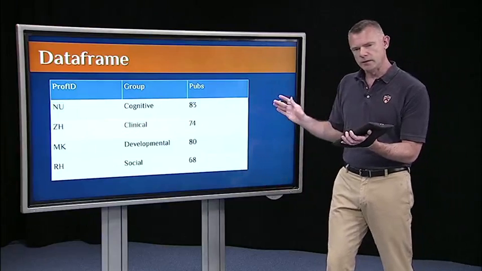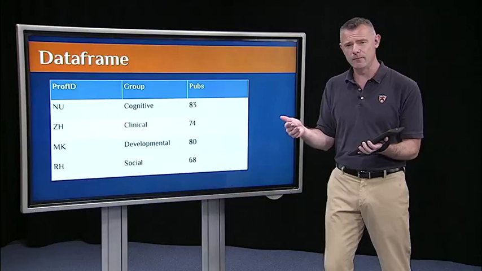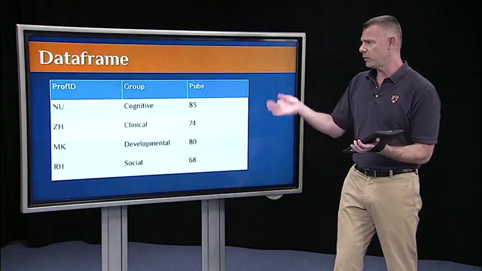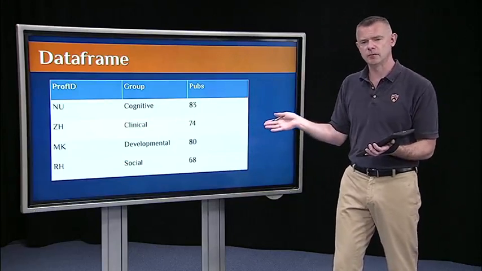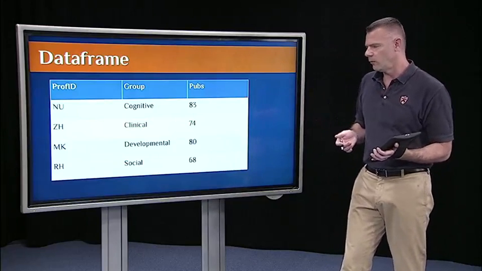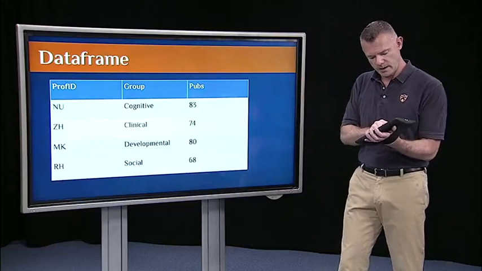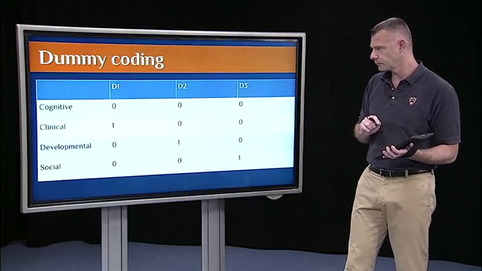How are we going to code this if we wanted to run it in a regression analysis, for example, using the LM function in R? We can't put group into the LM function because that's a character variable or a string variable. We need to make it a numeric variable in some way. So that's where dummy coding comes in.